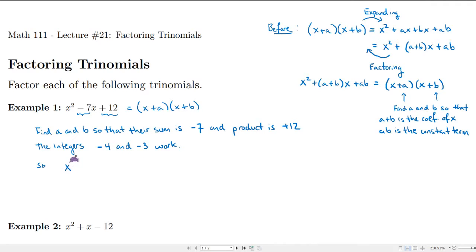So we have that factorization: x minus 4 times x minus 3. So that would be our factorization. One thing I'll just add real quick, it wouldn't actually matter if I put the negative 3 here and the negative 4 there. It would still satisfy the condition that the sum is negative 7 and the product is positive 12.